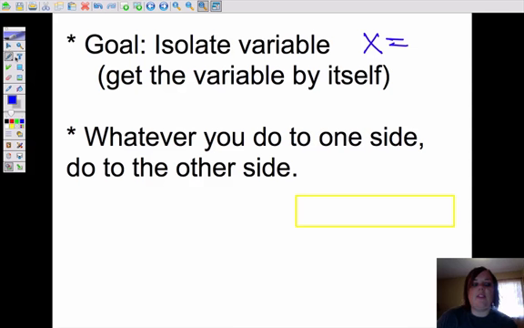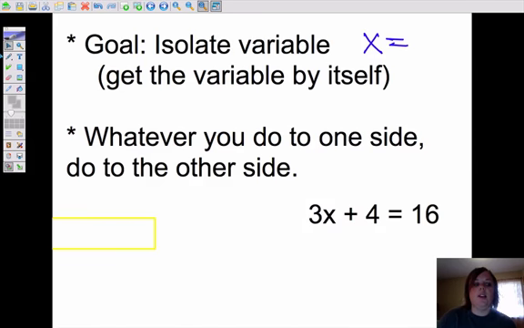And then remember, whatever you do to one side, you need to do to the other side. And with equations, the sides of the equations are determined by where the equal sign is. That's like our balancing point. So whatever you do to this side, you would have to do to this side to keep things even.